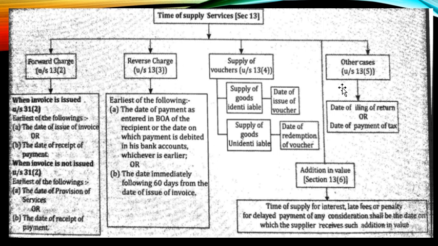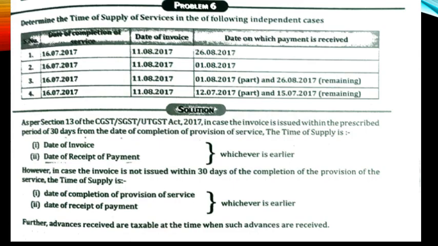Now the supply of vouchers and other cases will be similar to time of supply of goods. So now let us look into one problem under time of supply of services. Determine the time of supply of services in the following independent cases. The columns are: serial number, date of completion of services, date of invoice, and date on which payment is received. As you all know, if the services are completed, the payment for the services will be received.